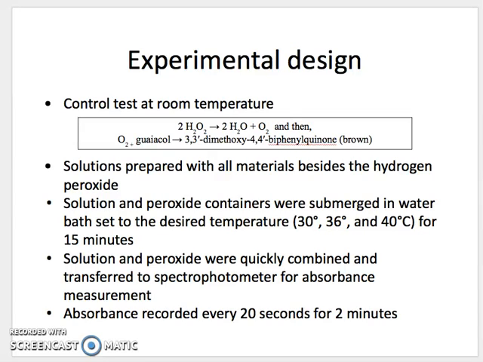First, we completed control tests for the reaction. These were conducted at room temperature, or 24 degrees Celsius. All of the reactants were combined in a cuvette and immediately placed in the spectrophotometer.